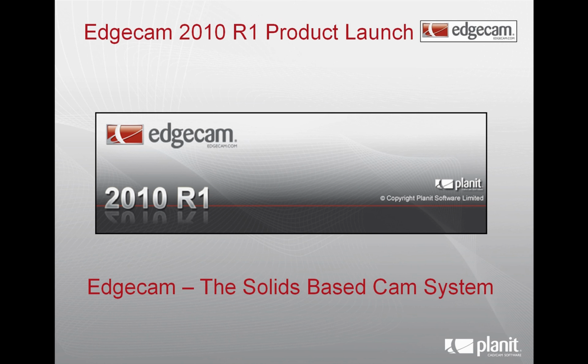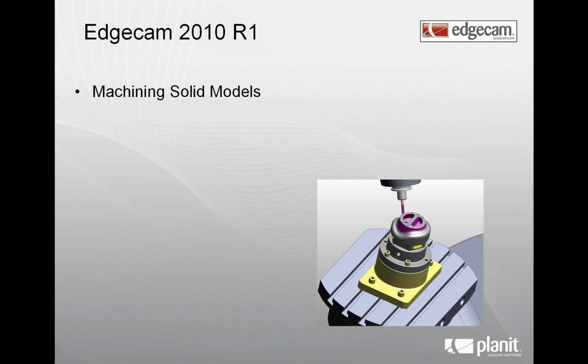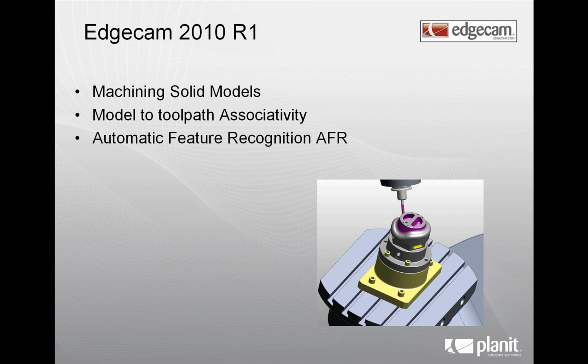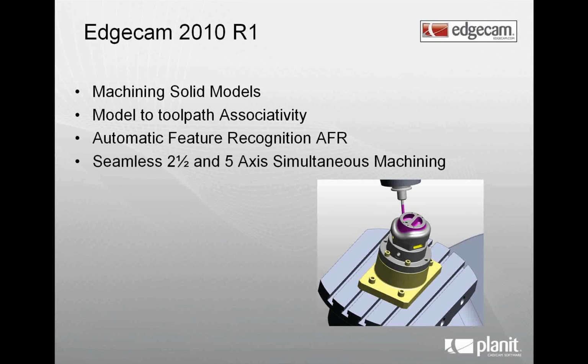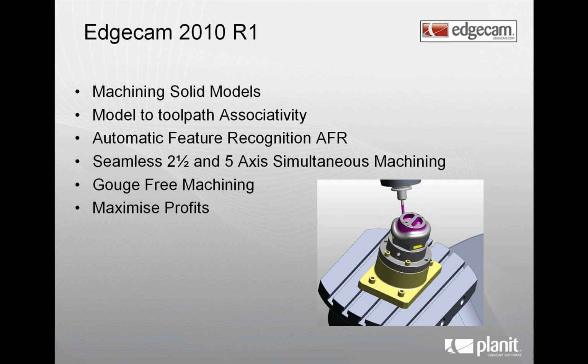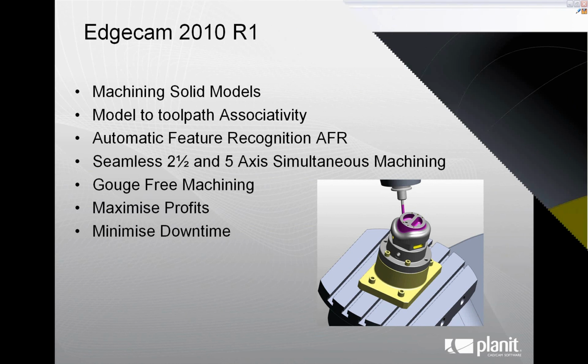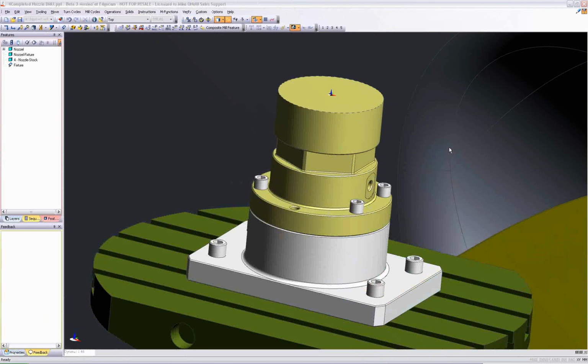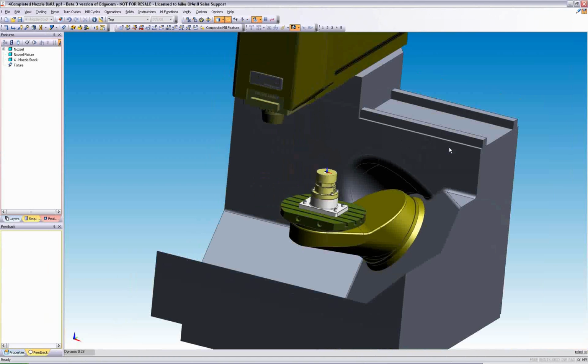Today we're going to be seeing solids machining on our 5-axis machining centre. During this particular demonstration you'll notice how Edgecam keeps its toolpath always associative to the solid model. We're also going to be using automatic feature recognition, whereas the toolpaths, in this case 2.5 and 5-axis simultaneous toolpaths, we can guarantee gouge-free machining onto those features. This will maximise your profits, and of course we can do this by minimising your downtime. So let's begin the demonstration.